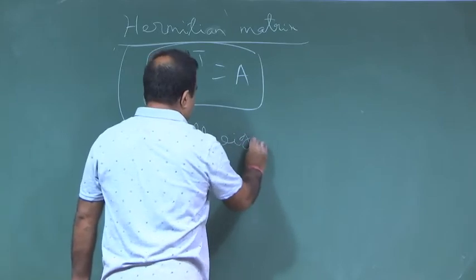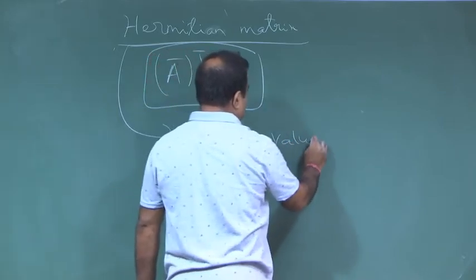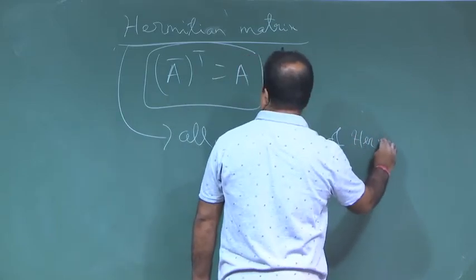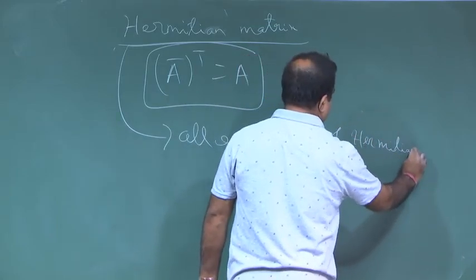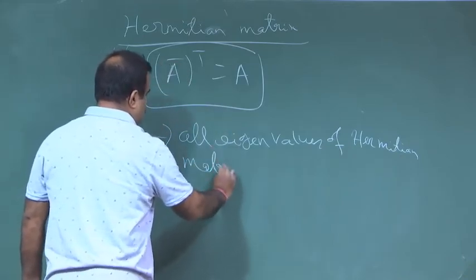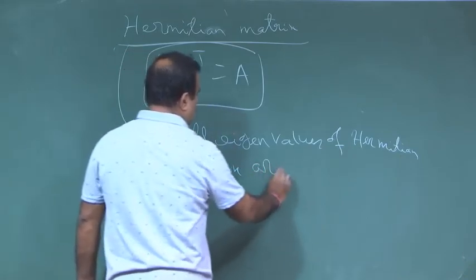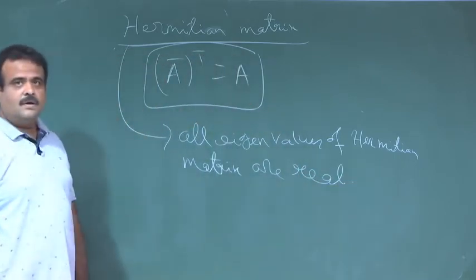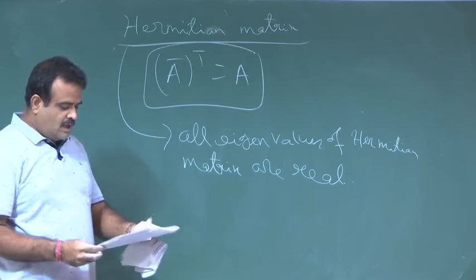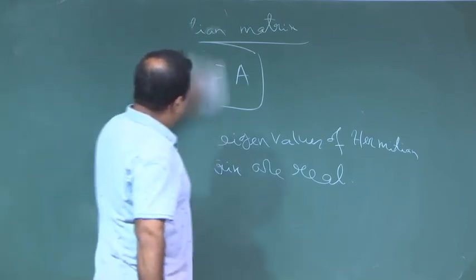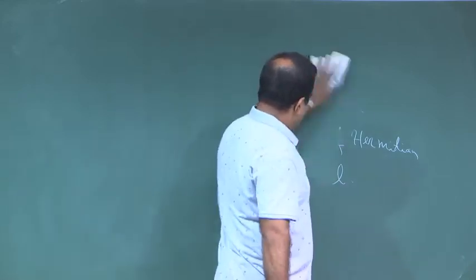All eigenvalues of a Hermitian matrix are real. Okay. So, now we talk about real skew symmetric matrices, and we will see what their eigenvalues are.